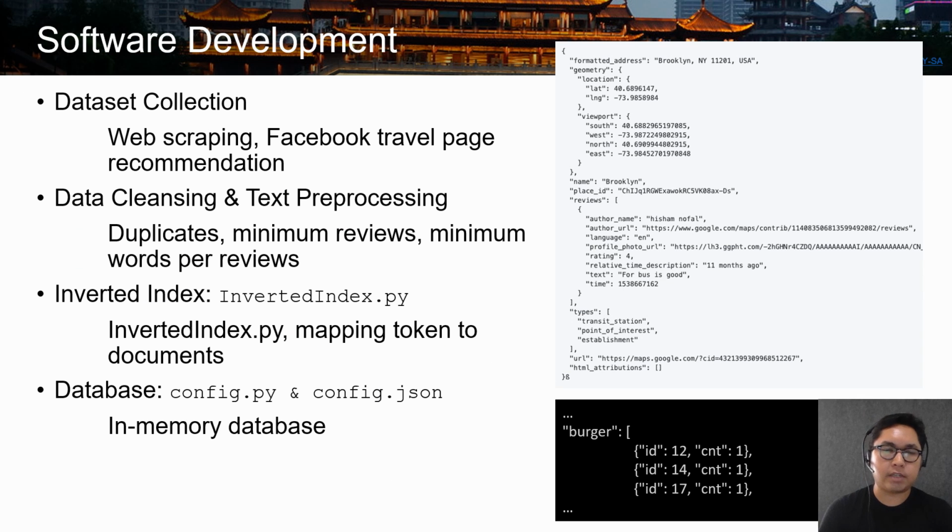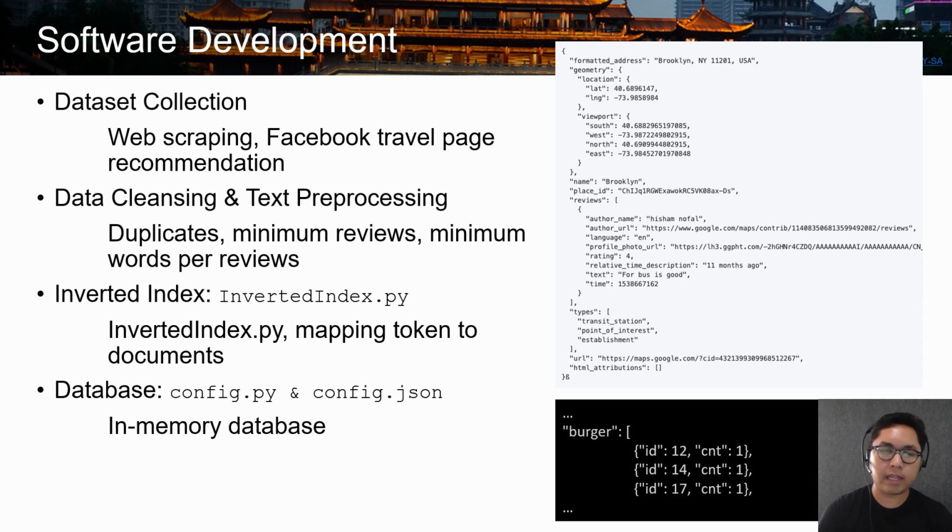The first is dataset collection. We scraped a Facebook travel page's recommendations and generated a JSON file based on that. You can see a sample of the scraped data on the right-hand side of this slide. Then we did some data cleansing and text processing, for example removing duplicate places, and removing places with very few reviews or few words per review.